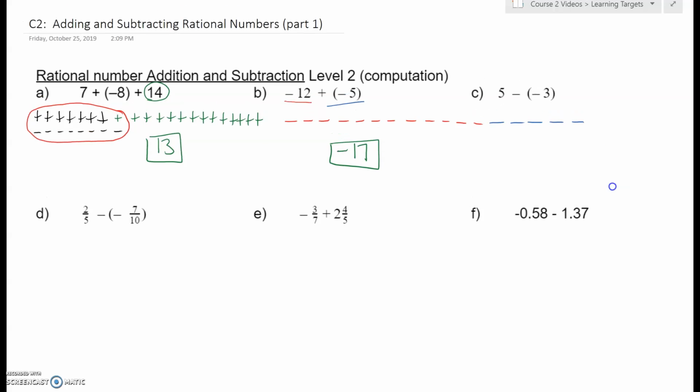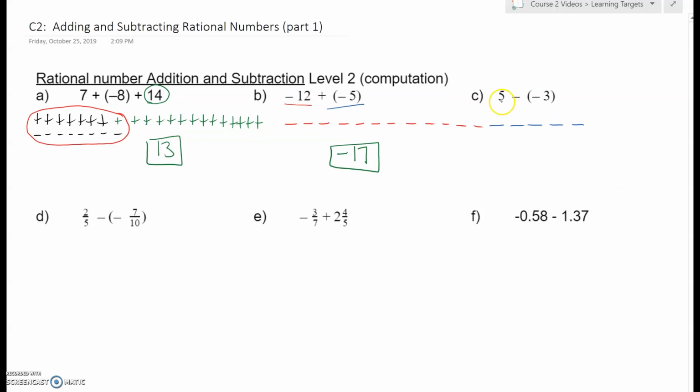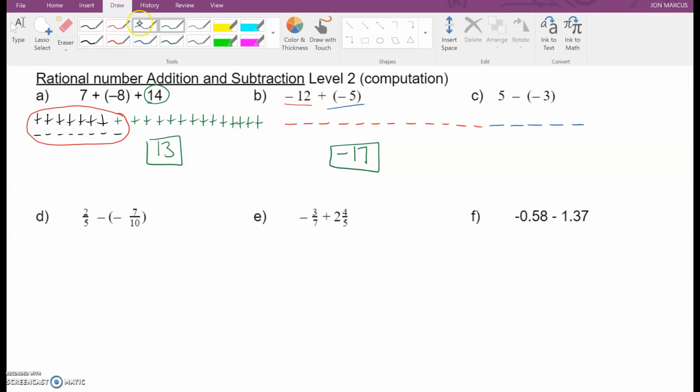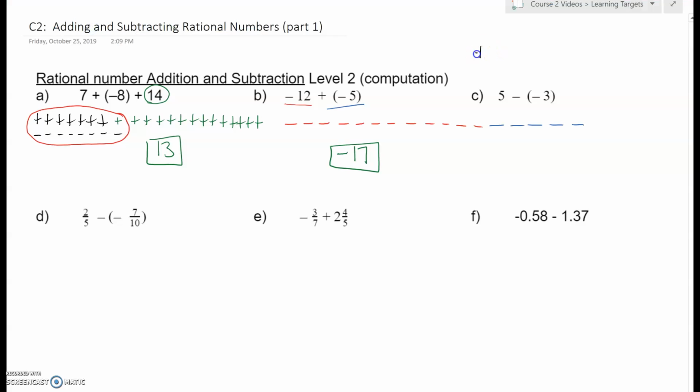For this one, I'll go ahead and do it above. We've got 5 positives, and we're taking away negatives. So this is kind of tricky. We've got our 5 positives here: 1, 2, 3, 4, 5. And this is where you're going to have to say, well, we're trying to take away -3, but we don't have negatives yet. So this is where we add 0 pairs. So 1, 2, 3 positives, 1, 2, 3 negatives.